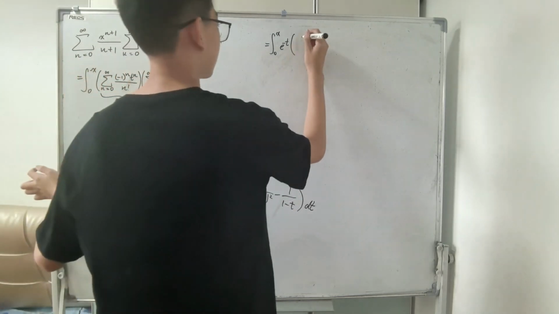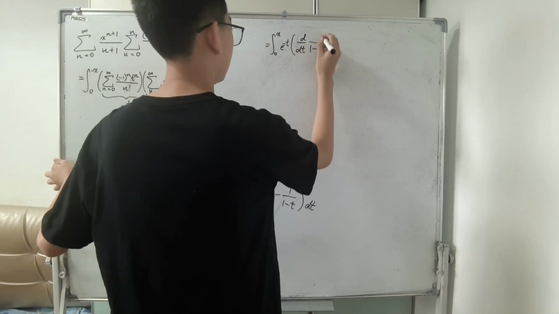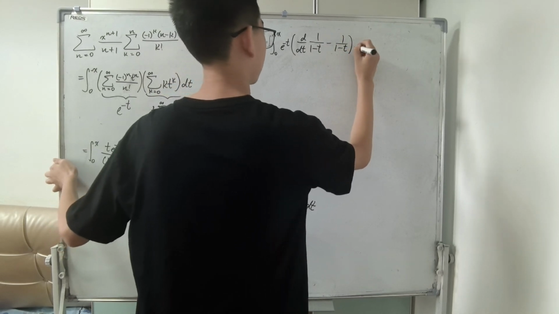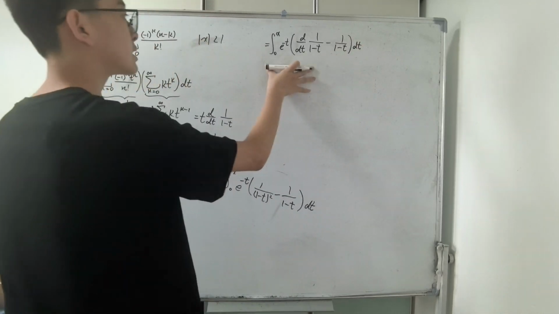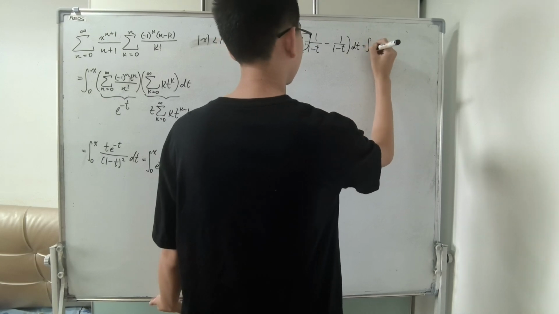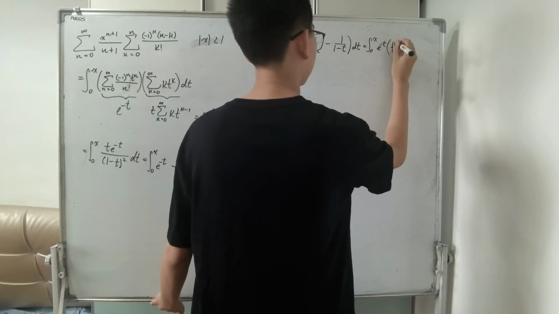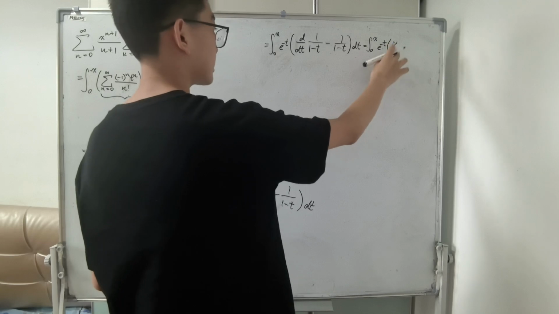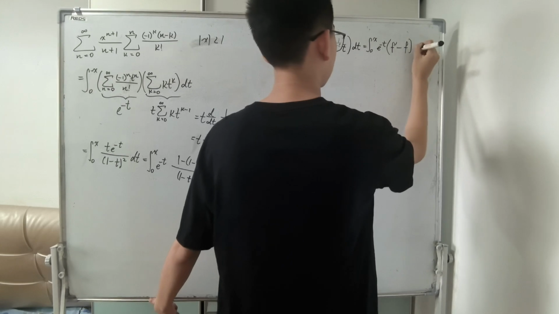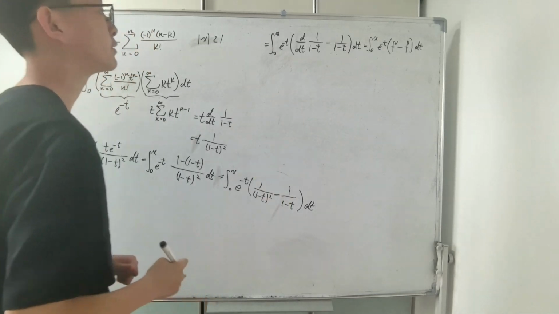Let me think how I would write that. I think I would do d/dt of (1 minus t), and then minus (1 minus t), like that, dt. So this integral is now of the form, the integral from 0 to x of e to the minus t times f prime, where f is some sort of function of t, f prime minus f, dt. And f prime and f are functions, and f prime is the derivative of f.